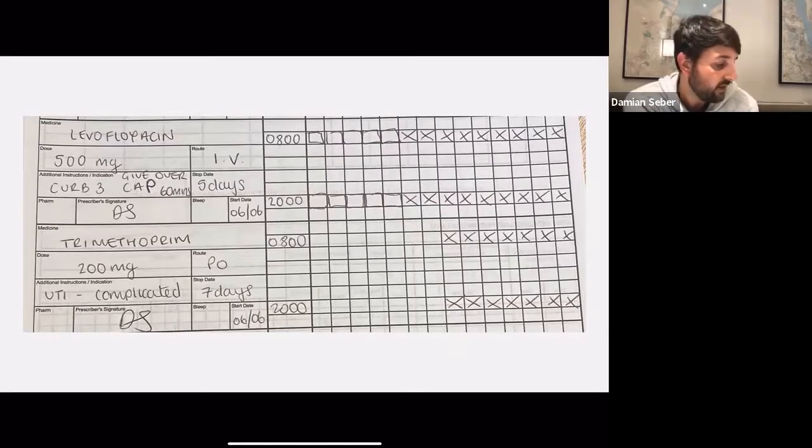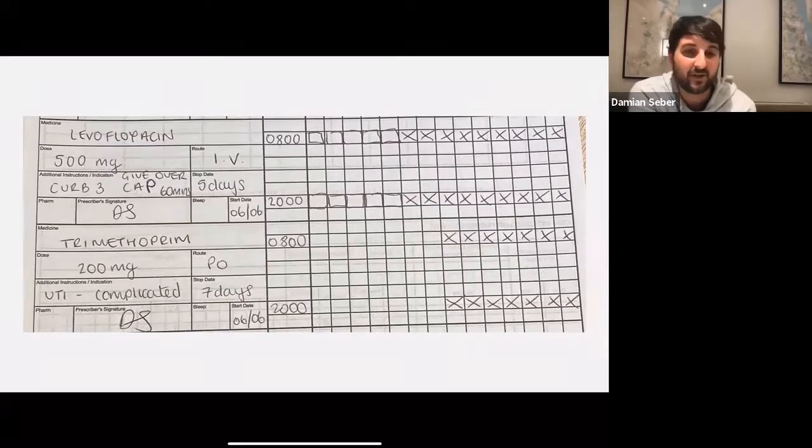The same for trimethoprim. It's a complicated UTI, so give it for 7 days. I haven't done the boxes there because you don't need to do the boxes, so just do whatever you feel comfortable with, but I prefer the boxes. I've written that it's a complicated UTI because some people might see 7 days and think, oh no, that's wrong, and only give it for 3.